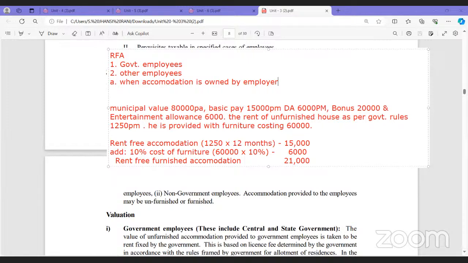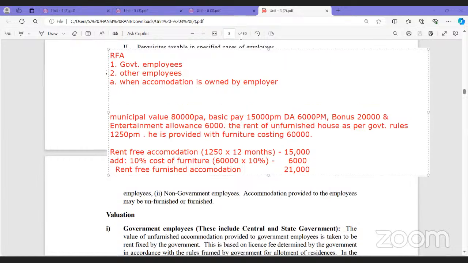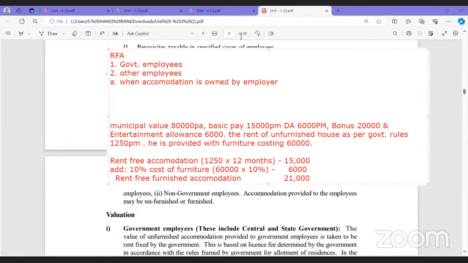When accommodation is owned by the employer and it belongs to the owner himself, he is having his own accommodation and giving it to the employee. So in that case, we have a rule. What is that rule? Let us see. When accommodation is owned by the employer, we have a simple rule.